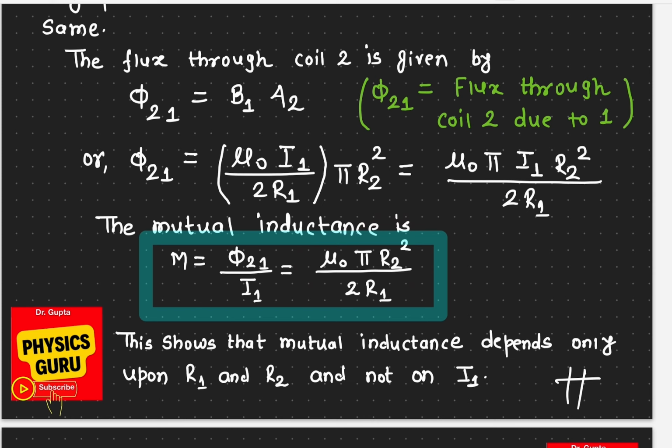And look at this equation. This equation does not contain current, so that means the mutual inductance does not depend upon the current. It only depends upon the geometrical parameters. In this case, the geometrical parameters are the radius of the first coil and the radius of the second coil.